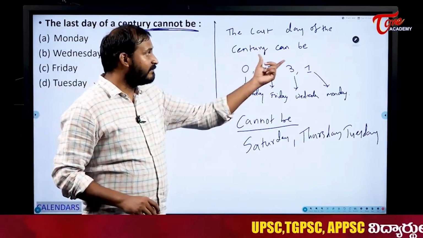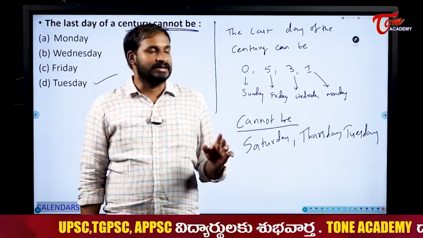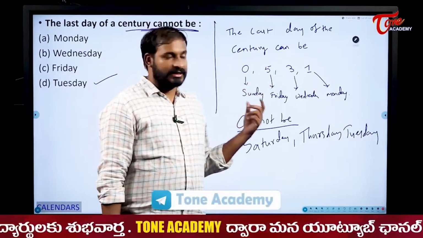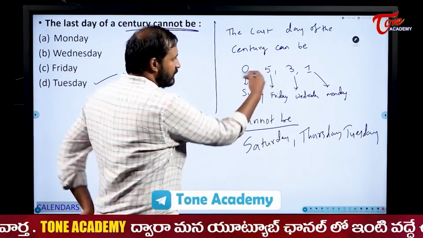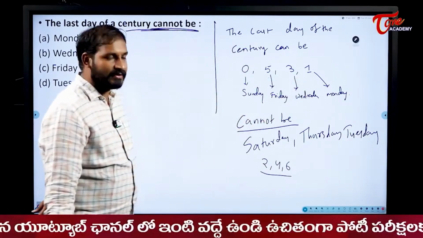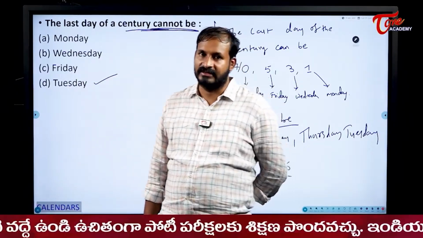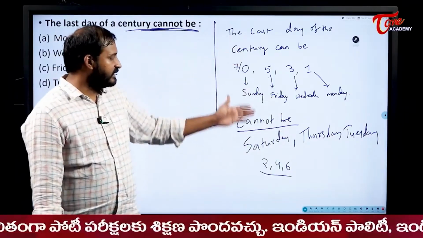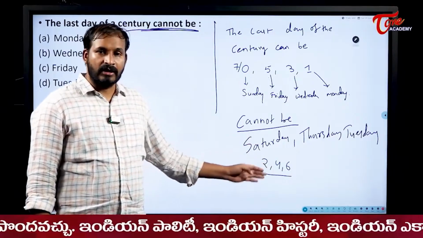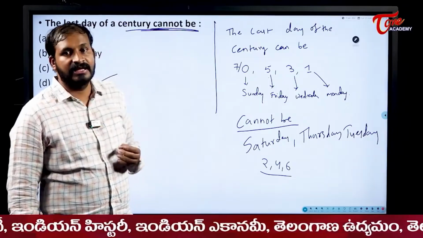Please be careful students. Can be means it can be 0, 5, 3, 1. Simply the century codes. Remember this one. Century codes are what? 0531. So the last day of the century can be 0531. Cannot be means what are the days? What are the even numbers? 2, 4, 6. If you consider this as odd numbers, the other things will be even. Sir, how 0? 0 is nothing but 7, right? Because of that reason, I am calling this as odd days and this as even days. Even days cannot be the last day of the centuries, whereas odd days can be the last day of the centuries.